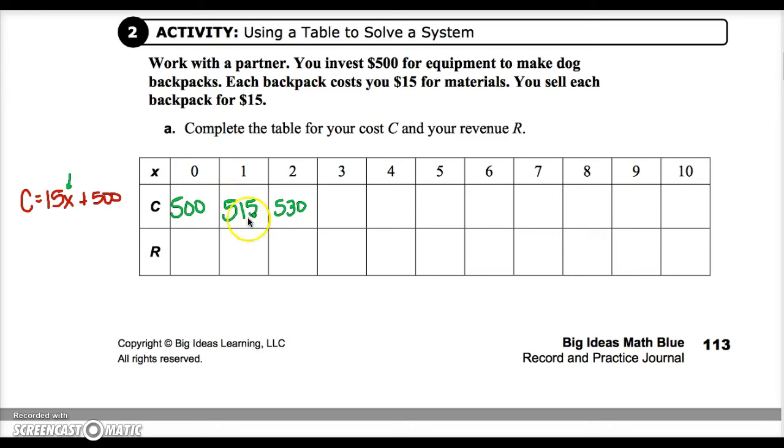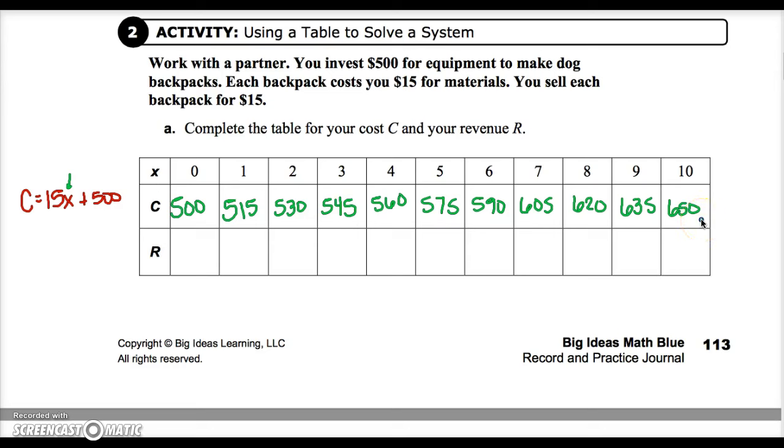And I notice a pattern going on. Notice it's going up by 15 every time. It's going to keep doing that because it's $15 per backpack. So I'm just going to continue filling this out. And I end up at $650 when x is 10. So that means if you make 10 backpacks, you have spent a total of $650.